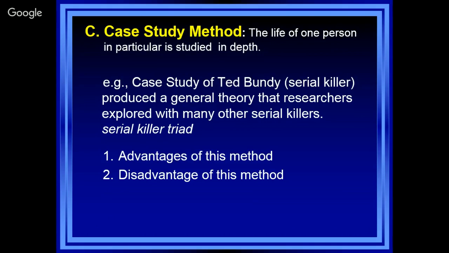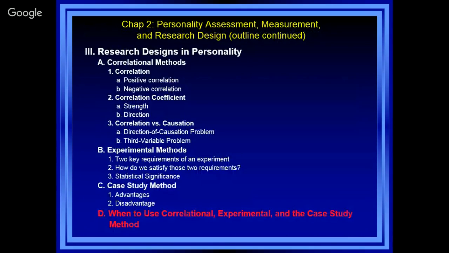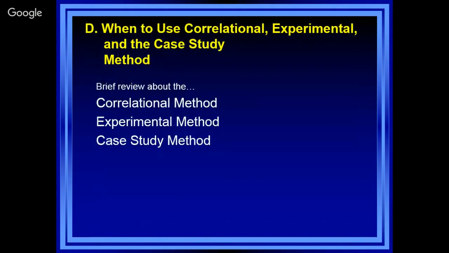And sometimes you don't find something as tangible as a serial killer triad to then go look at larger groups. But sometimes you do. So it's listed as a disadvantage because the results are very narrow because you're really only looking at one person at that moment in time. Okay, that's case study. Now, capital D on that one says, when do we use correlational, experimental, or the case study method?